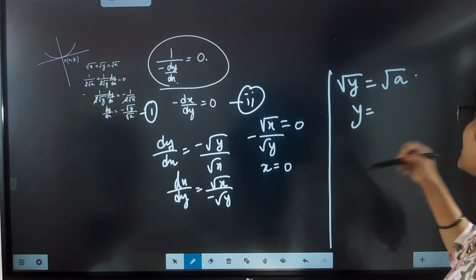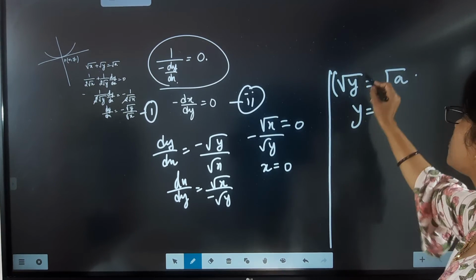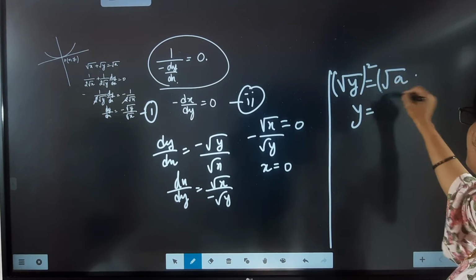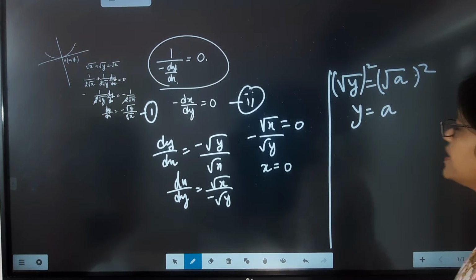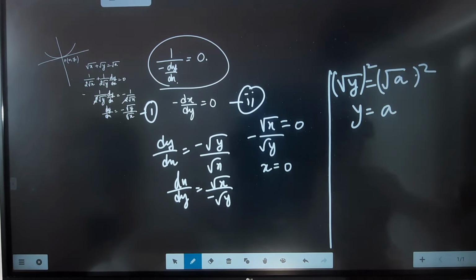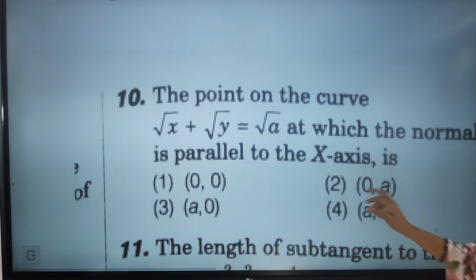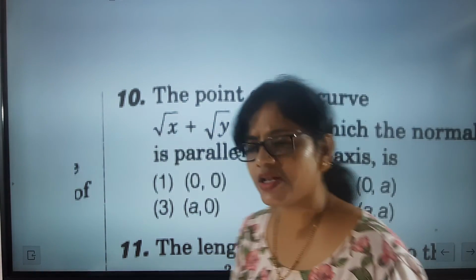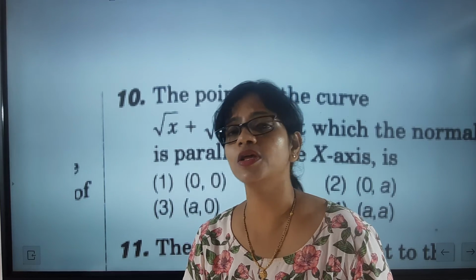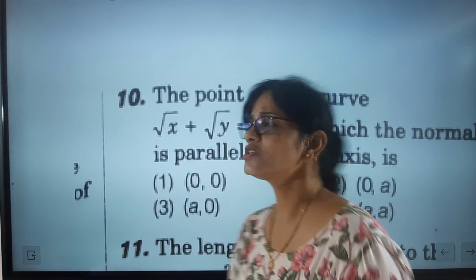So y will be exactly going to be what? If we square it, then it will be coming as a. So how many contact points have they given? Because they are asking for the contact point, here the contact point is coming as (0, a). Let's check the answer and check this point. Is it going to be the common contact point? Is this going to be the answer?